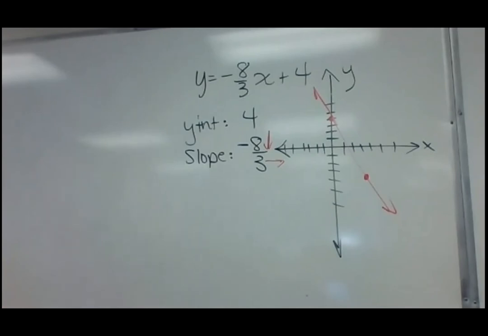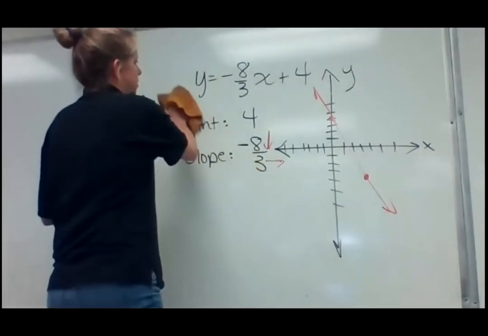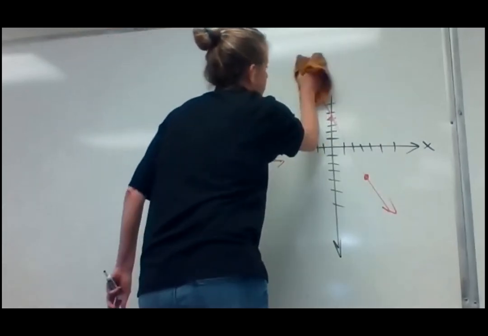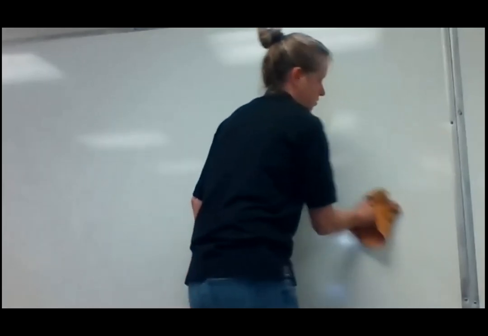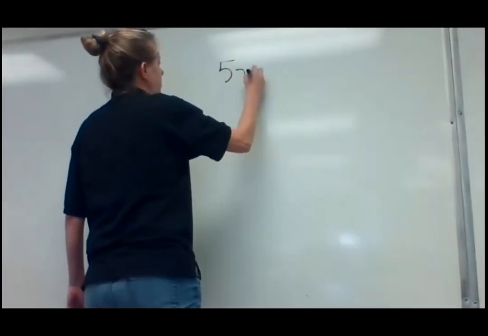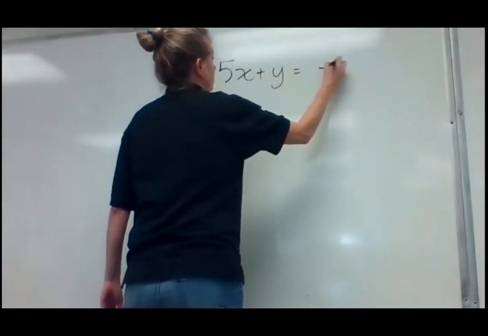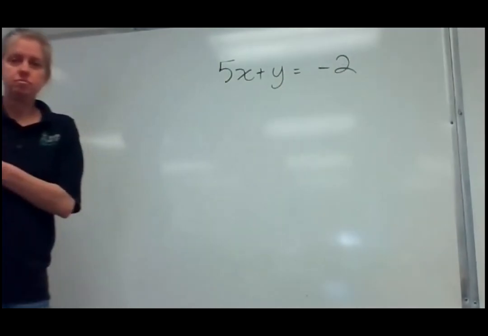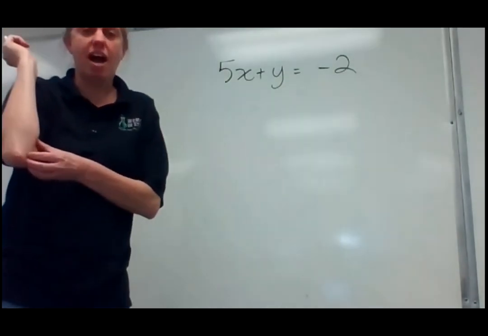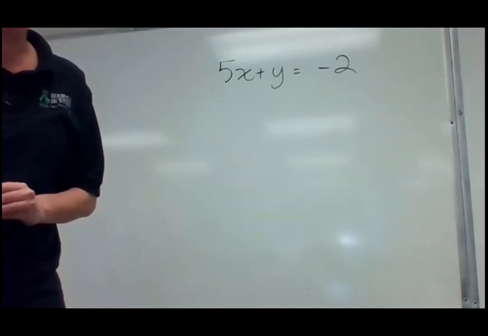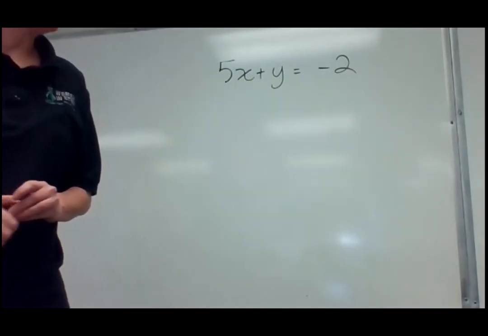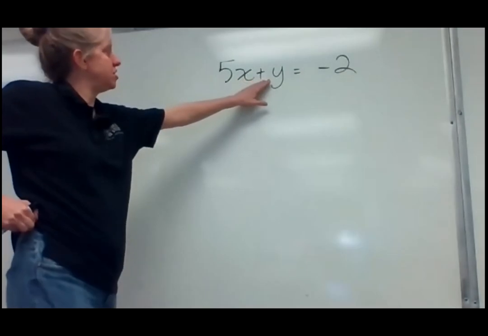All right, let's look at number 4. 5x plus y equals negative 2. So this one, I do have to do the first step, right? Because y is not by itself. So since y isn't by itself, that's the first thing I have to do.